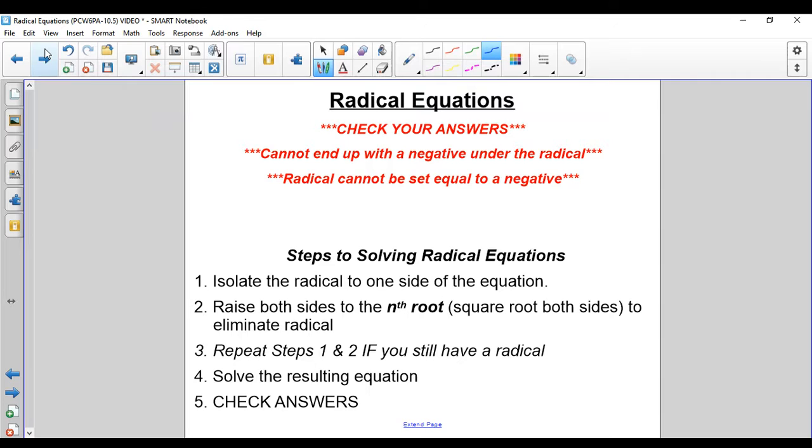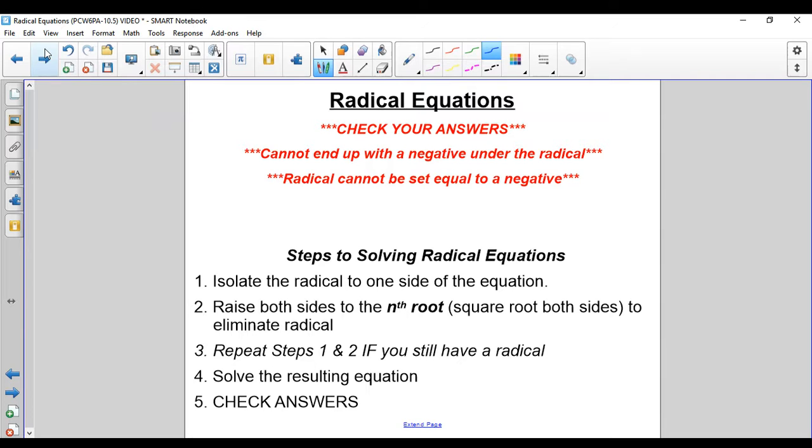We need to check all of our answers. All right, radicals cannot be set equal to a negative. We can also not end up with a negative underneath the radical. We're only ending up with real solutions here, a little bit different than our quadratics a few weeks ago.